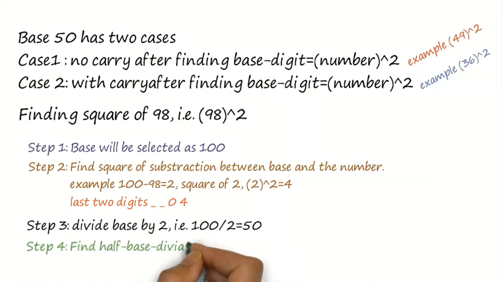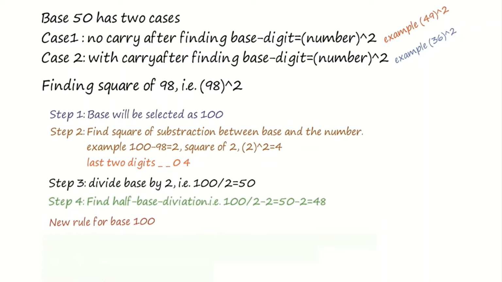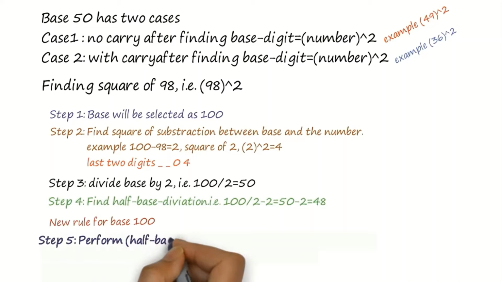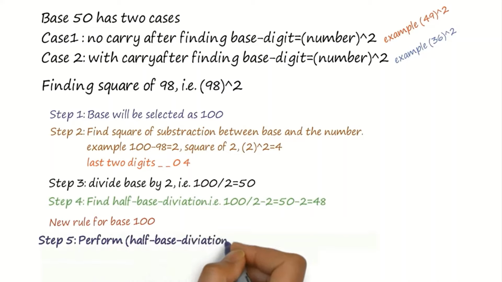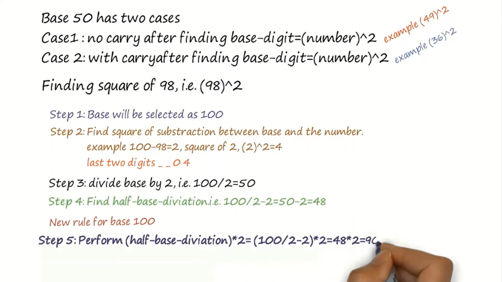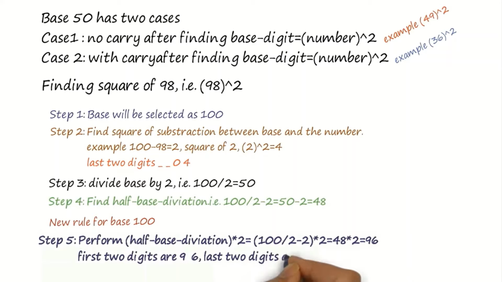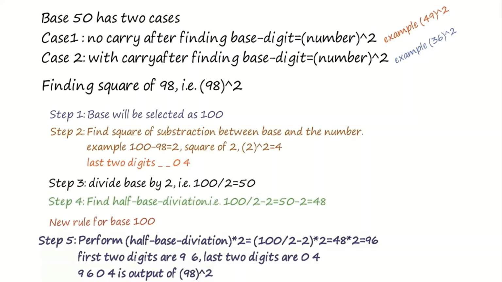Now to find out the first two digits, calculate base by 2, that is 50, then subtract the deviation from base by 2, that is 50 minus 2, which is 48. However, for base 100, the only change is that we perform base by 2 minus deviation as we did for base 50, but we have to multiply the result by 2. Here 100 by 2 minus 2 is 48, and according to the new rule perform 48 into 2, that will give you 96. Therefore, first two digits will be 96 and last two digits will be 04. So 9604 is the result of 98 square.